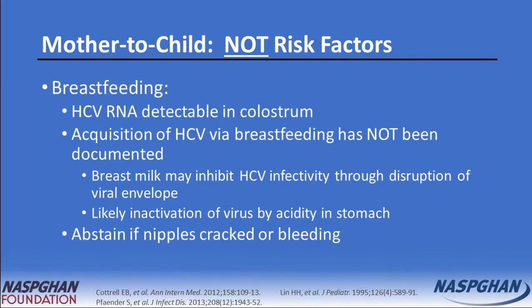What about breastfeeding? This is a very common question we get in pediatric hepatology. Although hepatitis C RNA has been found in colostrum, acquisition of hepatitis C via breastfeeding has not been documented. A couple of factors might contribute to that. One is it's believed breast milk may inhibit HCV infectivity by disrupting the viral envelope, and the swallowed virus is very likely inactivated by stomach acid. One exception to this is if the breastfeeding mother has cracked nipples or bleeding nipples, they should abstain from breastfeeding until that is resolved.